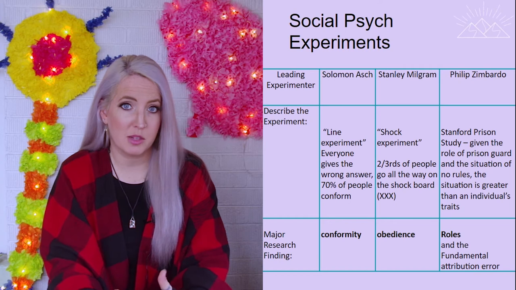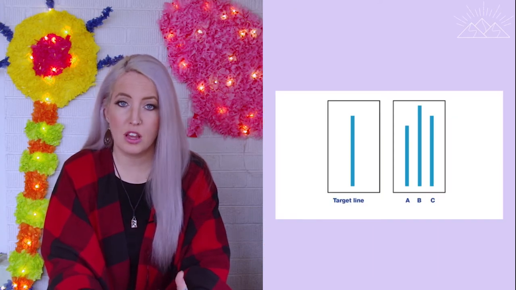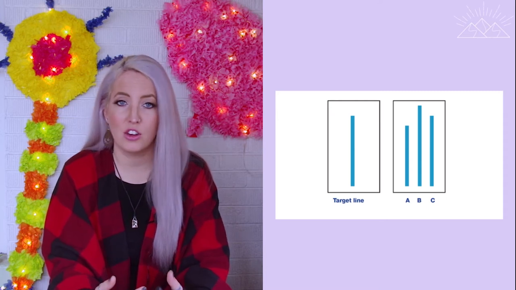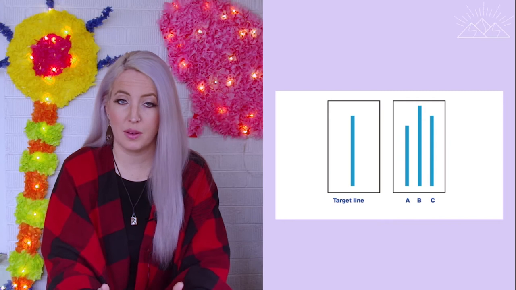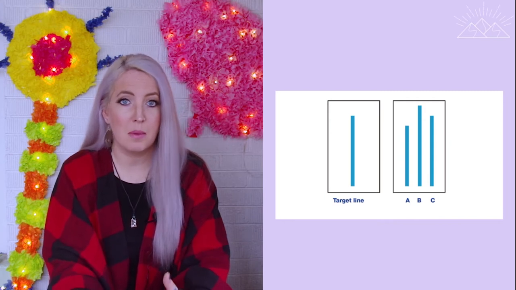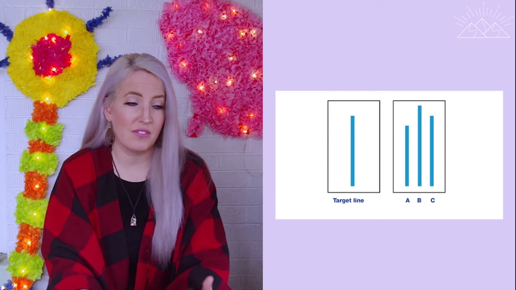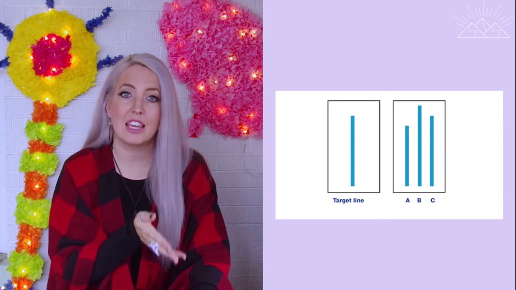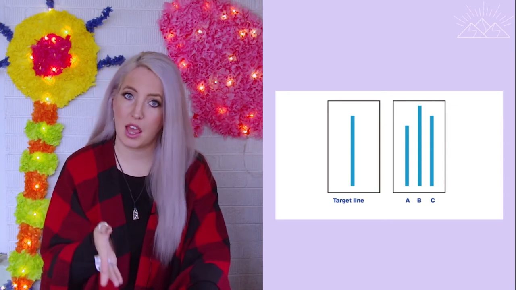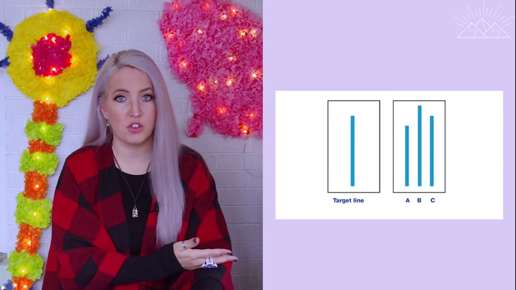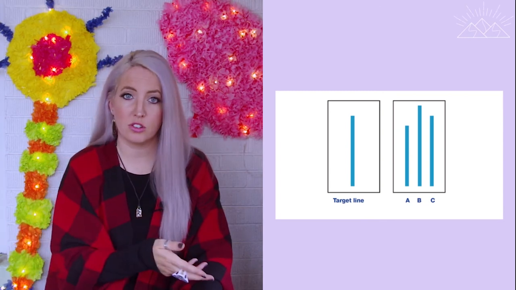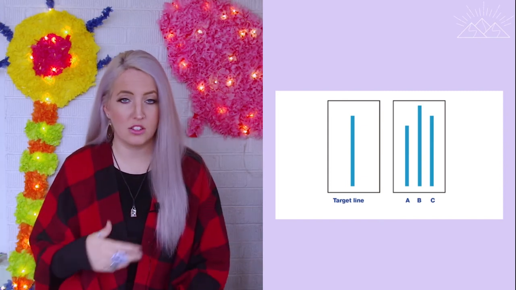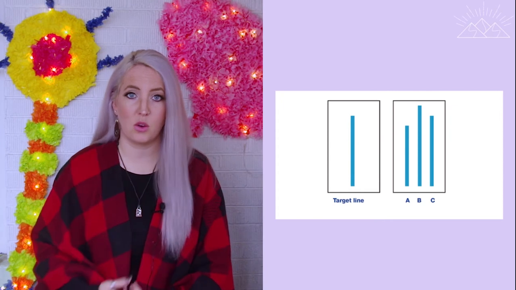Asch did a very simple experiment involving the perception of lengths of lines. So if you see here, we have a target line and then three sample lines right next to it. In this social psychology experiment, people would come into a lab with, say, 5, 6, 7 people seated at a table, and they would go down the line asking each person which line, A, B, or C, matches the original. And the first few turns would go very, very normally. Each person would give the correct answer, followed by the next person, and so on.